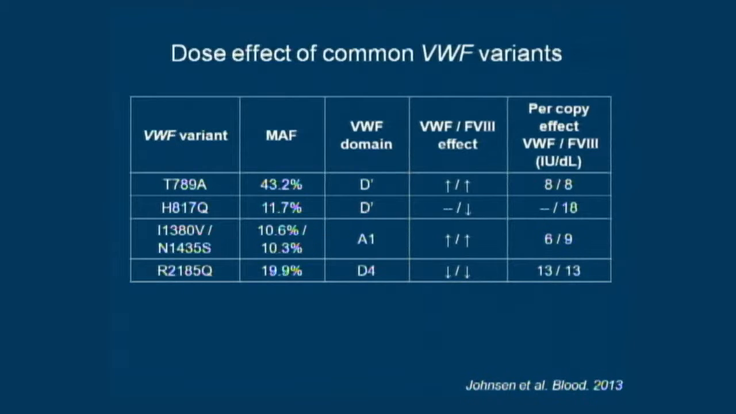And so we were able to look at a dose effect for these common variants. These are the minor allele frequencies, and you can see that this one is really common. Almost half the people have it. And I think that high frequency lets you see small effect sizes. And so you can see that this 817 variant doesn't do anything to von Willebrand factor, but does in fact have a sizable effect on factor VIII.